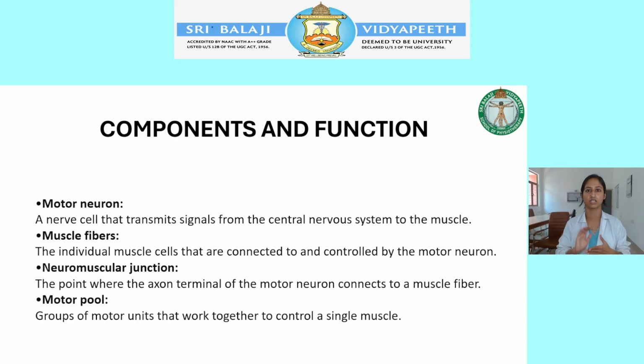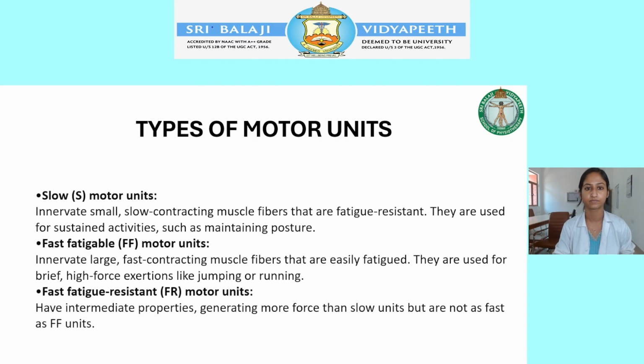And then neuromuscular junction. In the motor neuron, the axon terminal is connected to a muscle fiber. That connection point is called the neuromuscular junction. And the last one is motor pool. A group of motor neurons works together to control a single muscle. So that is the motor pool. These four are the components of the motor unit.